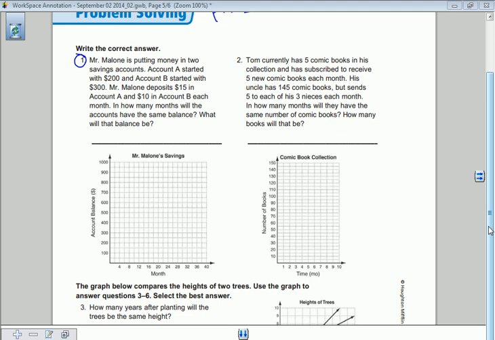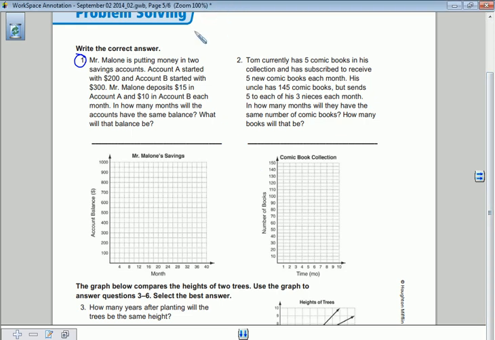Okay, Mr. Malone is putting money into 2 savings accounts. Account A started with $200 and account B started with $300. Mr. Malone deposits $15 into account A and $10 into account B each month. How many months will the accounts have the same balance? And what will the balance be?